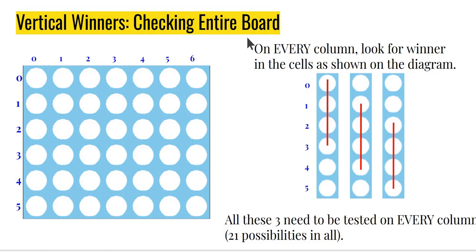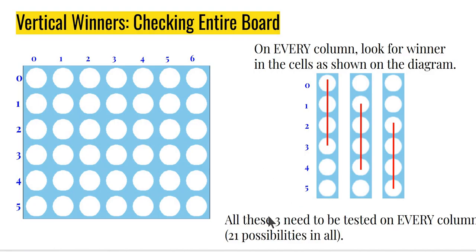Once again, we are checking the entire board. In fact, the philosophy, the thought process is very similar, except that now we are looking for vertical winners, which exist, let's say, in columns. So on every column, we are going to look for three possibilities, which are shown here: row number 0, 1, 2, 3, row number 1, 2, 3, 4, and row number 2, 3, 4, 5. These are the three possibilities that exist on every column. Since there are 7 columns in all, we are looking at 21 possibilities in all.